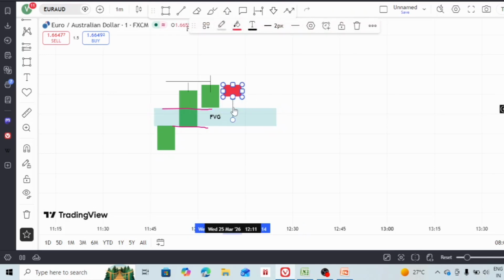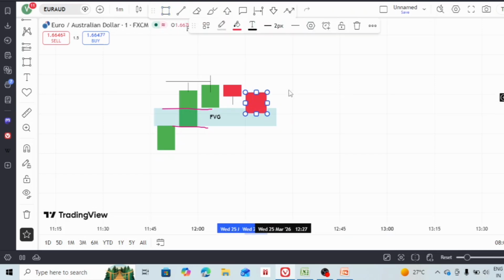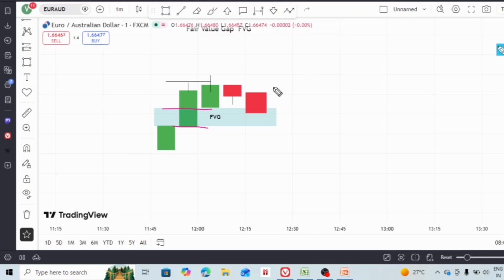So this candle did not mitigate, so you cannot look for an opportunity to take a trade here, okay? Fair value gap means it must have been mitigated. You have mitigated here, but then we don't have any rejection, so you don't take a trade on the next candle. If there is rejection like this, so this is the rejection, right? If you look at the wick here, it got rejected from this gap, okay?